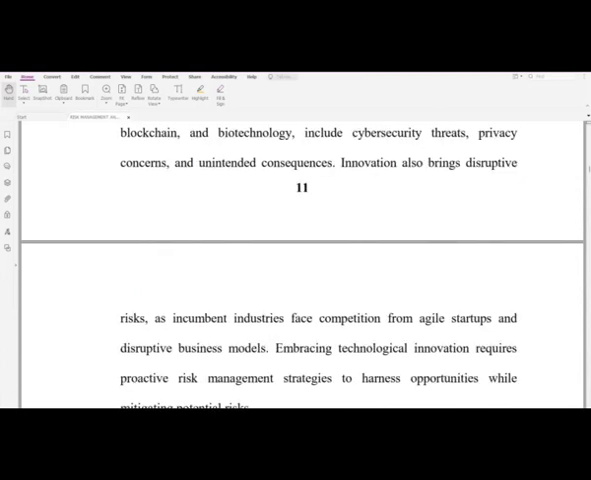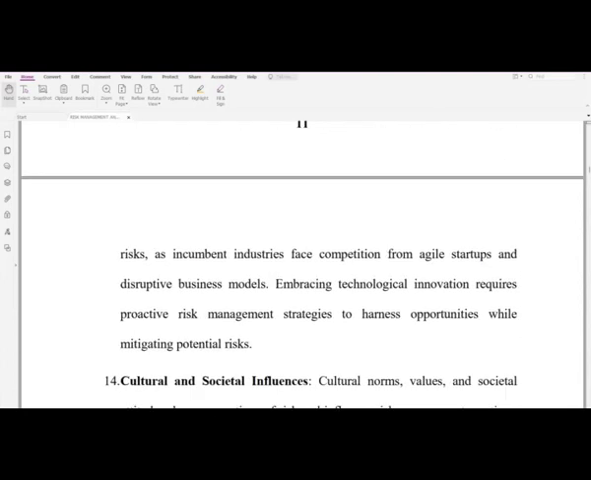Innovation also brings disruptive risks as incumbent industries face competition from agile startups and disruptive business models. Therefore, embracing technological innovation requires proactive risk management strategies to harness opportunities while mitigating potential risks.